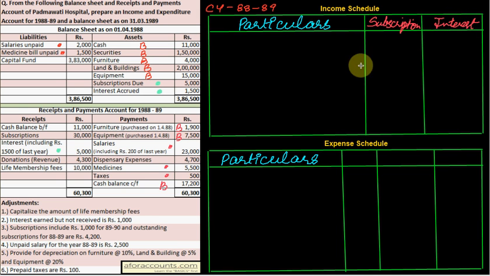And what about the expenses that need some adjustments? See, expenses we have marked. Salaries. So salary I can put here, salaries. Then it is your medicine expense. And the third is your taxes. Okay. So what I'll do is, I'll take the amount. Let's start with the income schedule first.